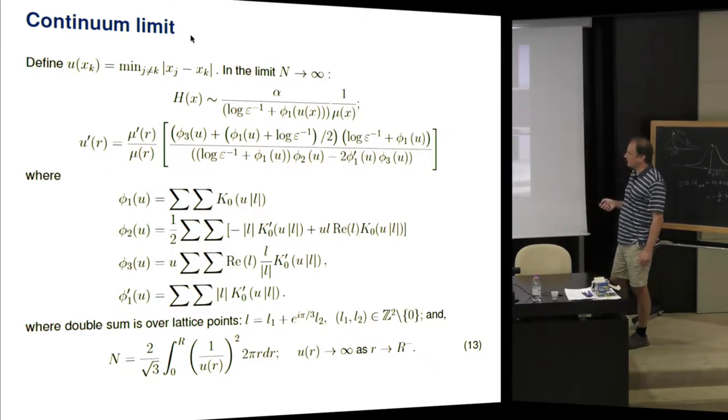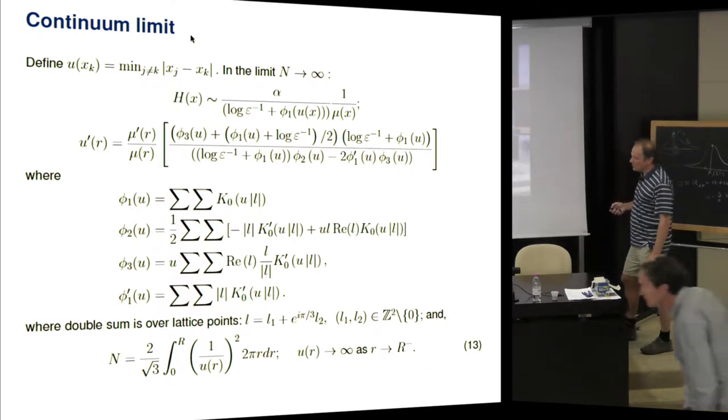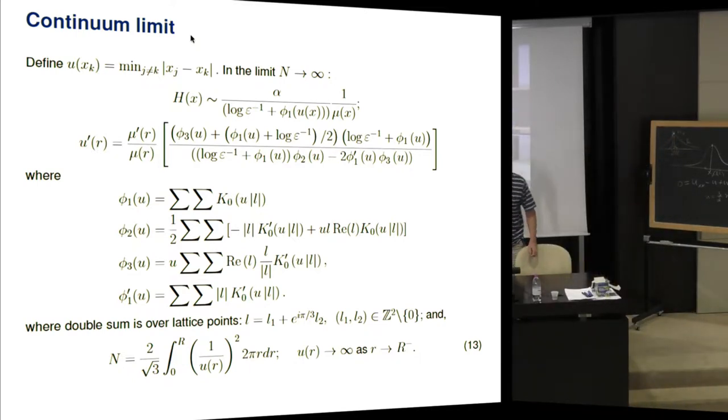Okay, and I'll just write the solution here. So now there's all this lattice sum. It involves a bunch of lattice sums like this. And then you get an ODE for the interspike, the nearest neighbor distance. U of R would be the nearest neighbor distance. And you get an ODE which is separable. This mu here is the precursor.